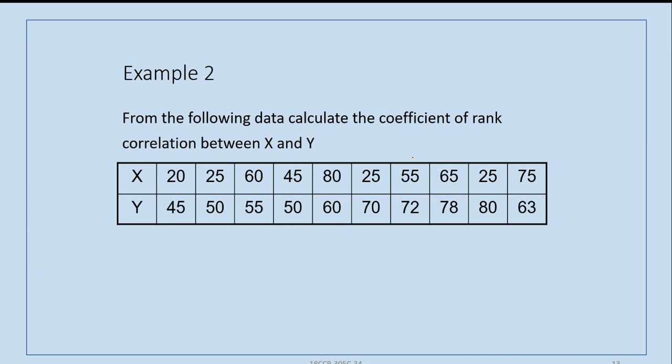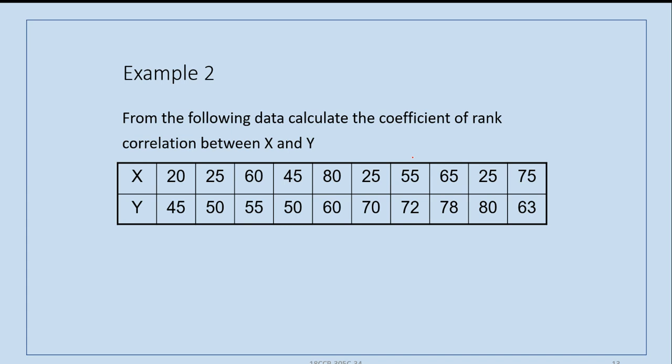25 appears 3 times. That is, 25 takes the second, third and fourth positions. 2 plus 3 plus 4 is 9, and 9 by 3 is 3. So 3 should be assigned to each 25: 3, 3, 3. Next, after 25, we got 45.